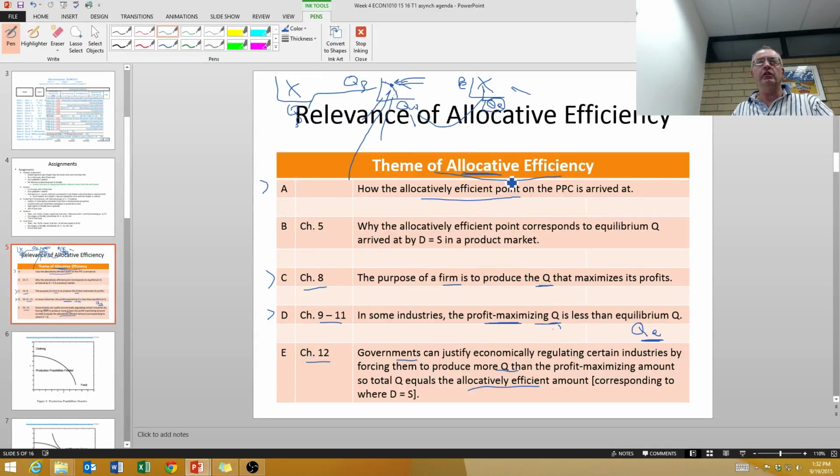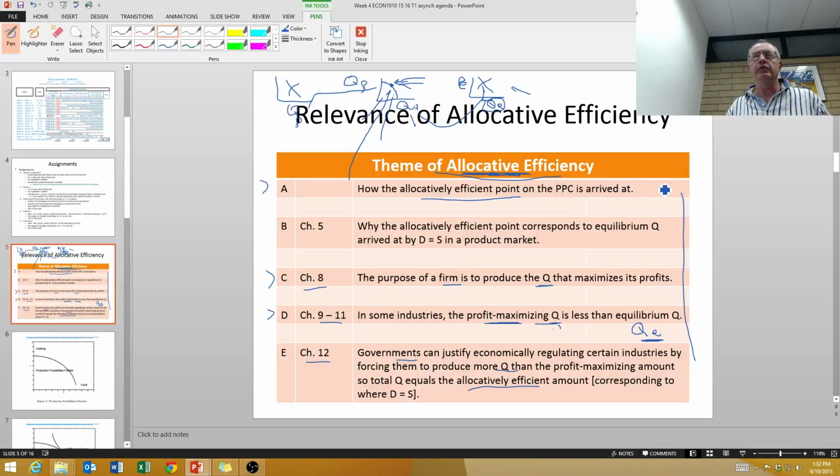Anyway, so this theme of allocative efficiency underlies a number of chapters, and so I thought I would just give you a bit of a heads up about it today, to help you understand some of the context of this chapter and some subsequent chapters.